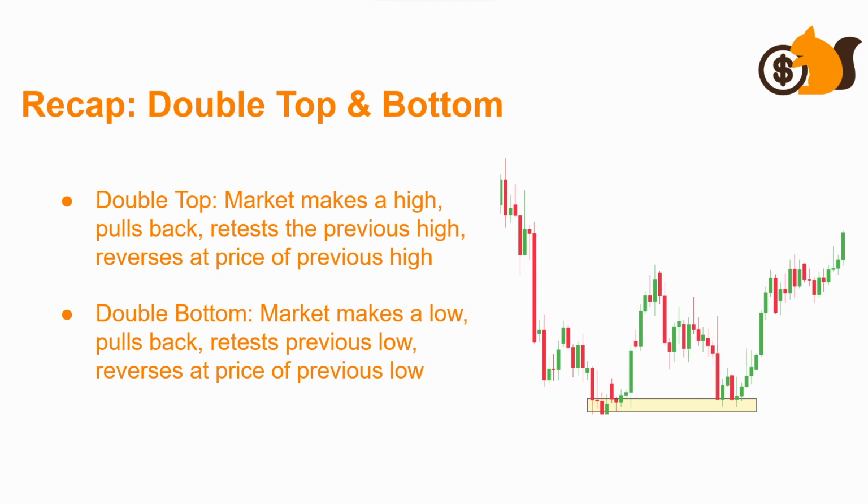Let's start with a quick recap. The market creates a double top when it makes a high, then pulls back, and later retests that high. But instead of making a new high, the market reverses at the price of the previous high. The market creates a double bottom when the market makes a low, then pulls back up, and then retests the previous low.